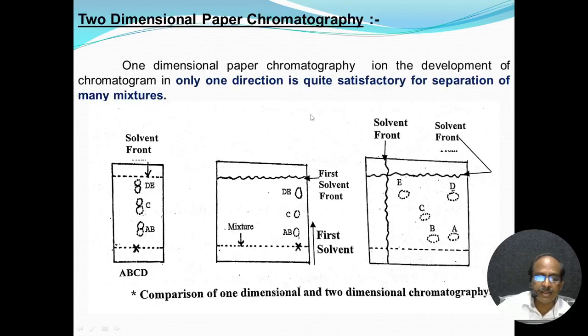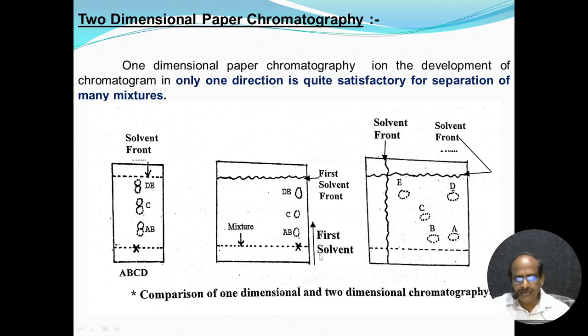Just like that, we have already covered one-dimensional paper chromatography. In one direction, development of the chromatogram is quite satisfactory for the separation of many mixtures. Say your sample contains A, B, C, D. A and B stick together, C sticks on its own, and you don't know about this one, and D is also there. A, B, C, D are developed in one direction with only a single solvent.